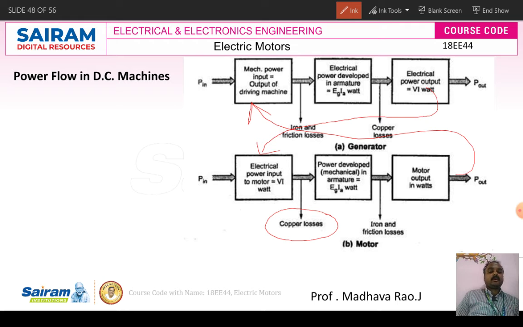So if you take the output of the motor and connect it to the input of the generator, that will be the input to the DC generator. So this is the power flow diagram of DC generator and DC motor. So this is a very important thing.